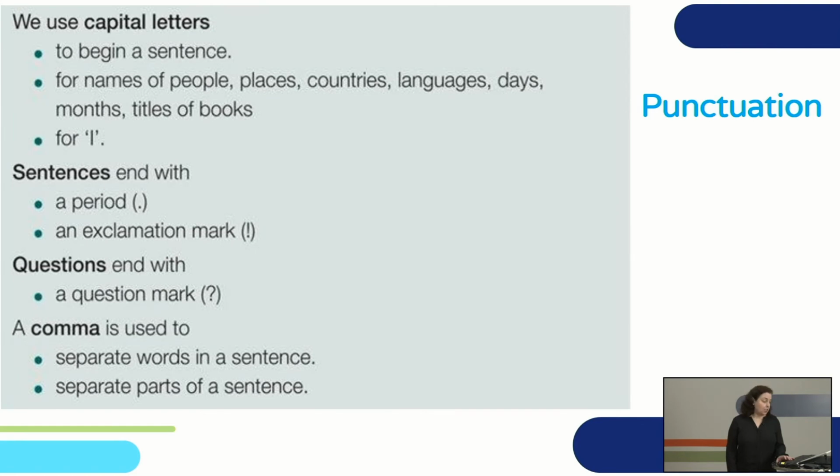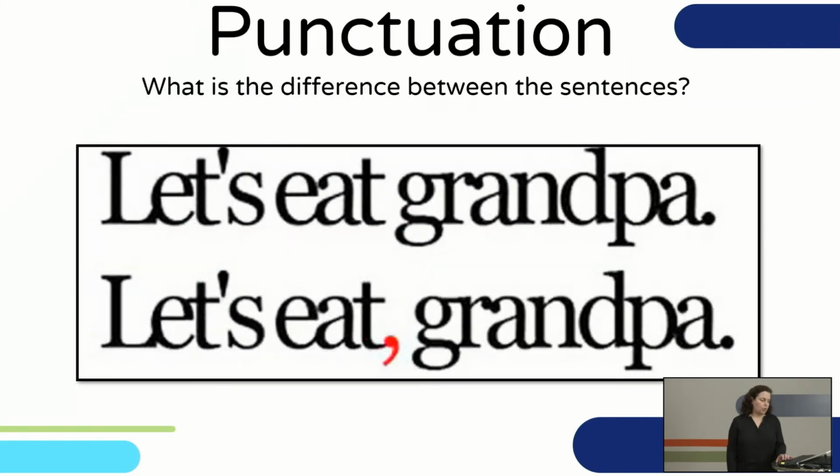And the comma is used to separate words in the sentences or to separate parts of the sentences. You remember here? The comma is in red. Let's eat, Grandpa, which means, come, Grandpa, let's eat dinner together. Let's eat, Grandpa. You have to stop there because if not, you're going to end up eating Grandpa and you don't want that. Let's look at a few examples.